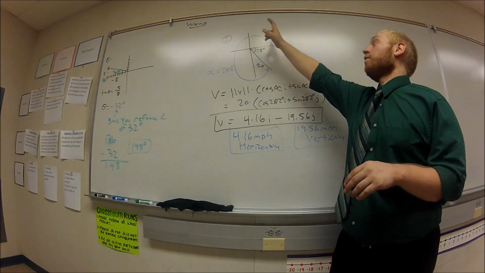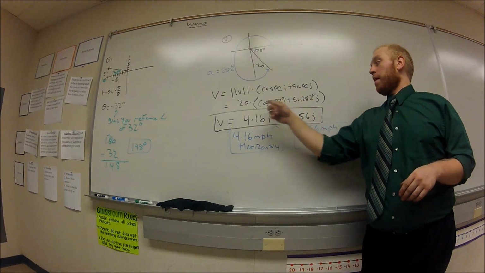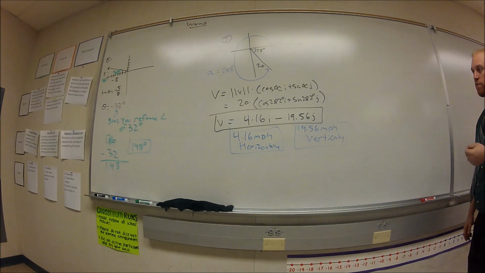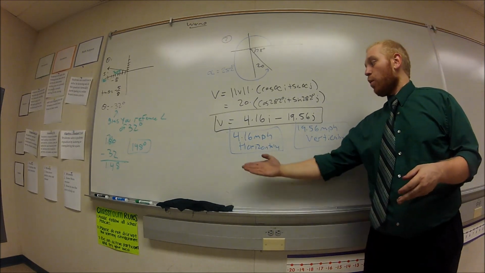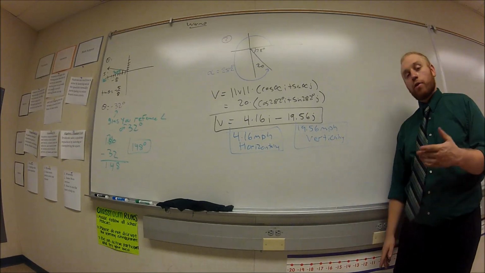98 degrees. Got to find the direction angle. That was 282. So you should have plugged it in, multiplied by the 20. You should have gotten 4.16i minus 19.56j, which means he's going 4.16 miles per hour horizontally. He's going 19.56 miles per hour vertically.